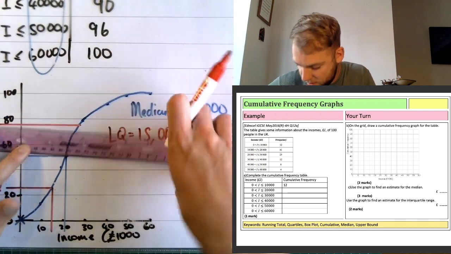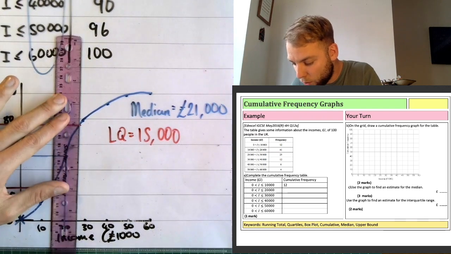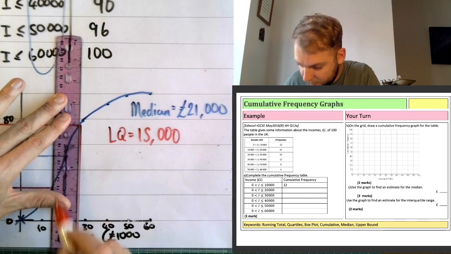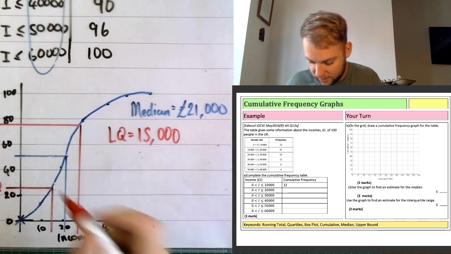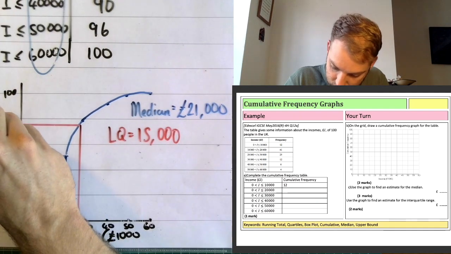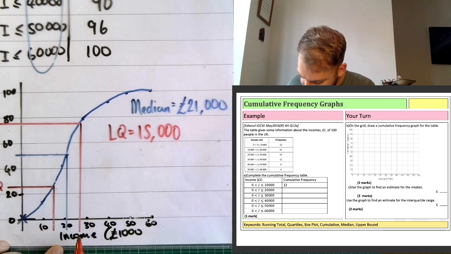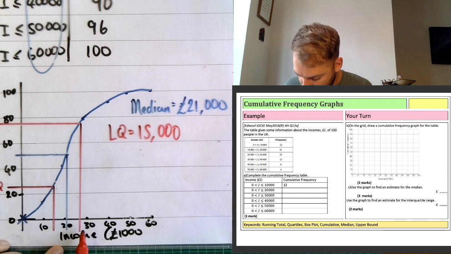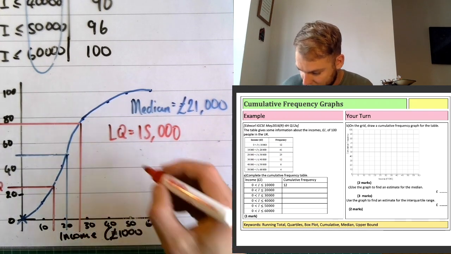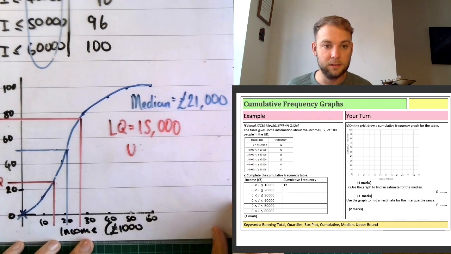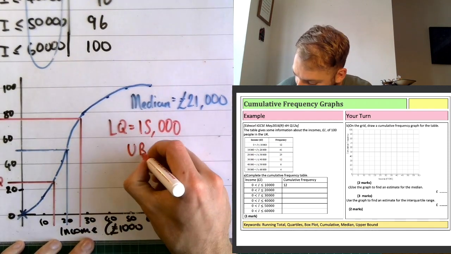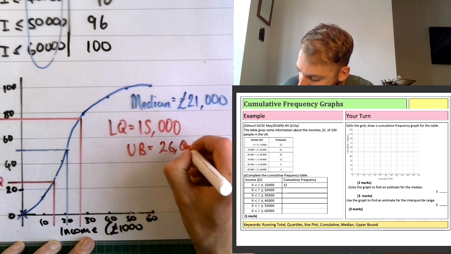So 70 is in the middle, halfway between 70 and 80, is going to be there. So the cross and down. Remember, it's all about the process here. If you don't get exactly the right answer, that's okay, because your graph might not be as accurate as you want it. If that was 21, that's going to be closer to 26, isn't it? Upper quartile roughly 26,000.